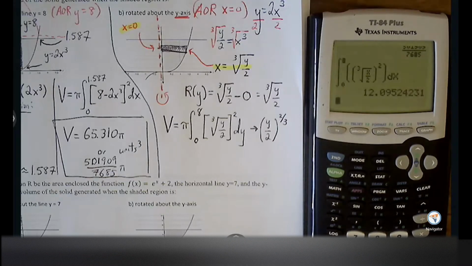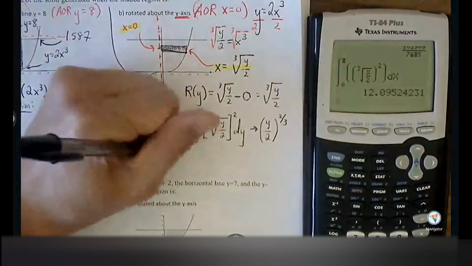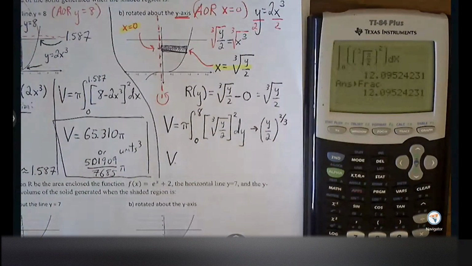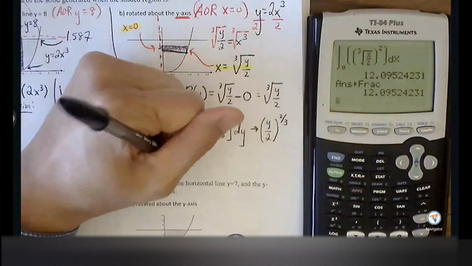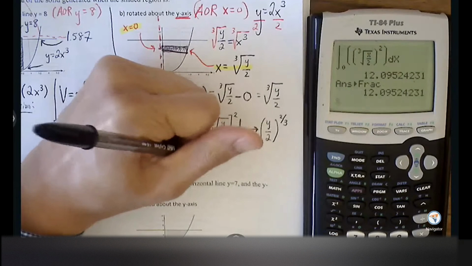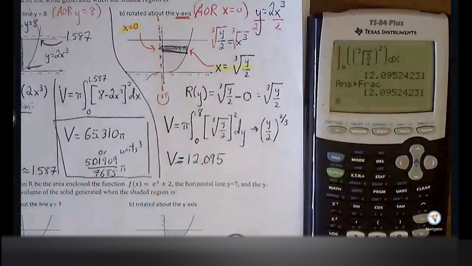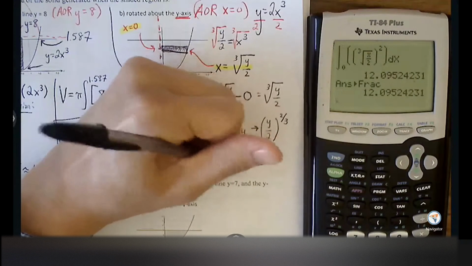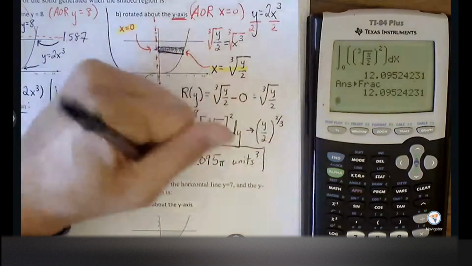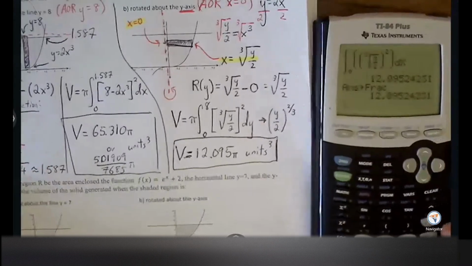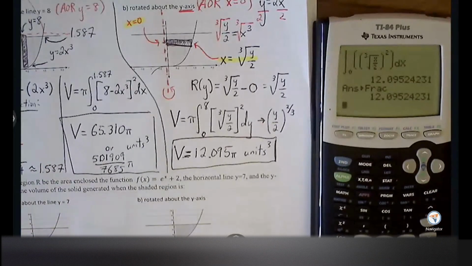Okay, did you guys get that? 12.095. If I do math fraction, I don't think it's going to convert. Yeah, so we'll leave it as a decimal. Okay, don't forget pi units cubed. Okay, any questions with part B?